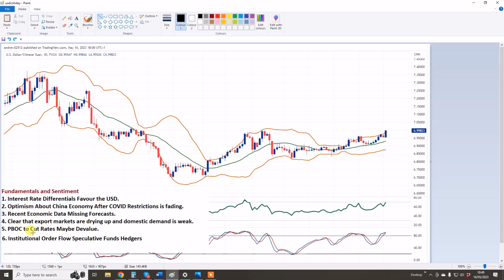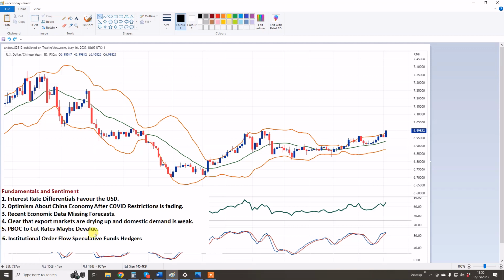Now, the People's Bank of China are holding rates steady. A lot of people are saying they're going to cut rates. Well, if they cut rates, how much demand are they going to boost when there's so much debt around? They could cut. That'd be great for our view. There's even talk they might devalue. Well, that would just send the USD off the top of the chart.